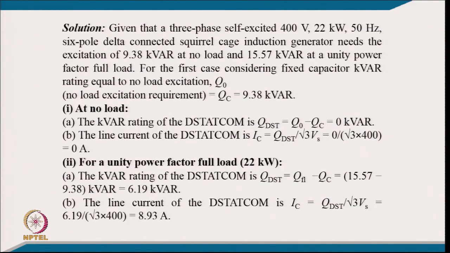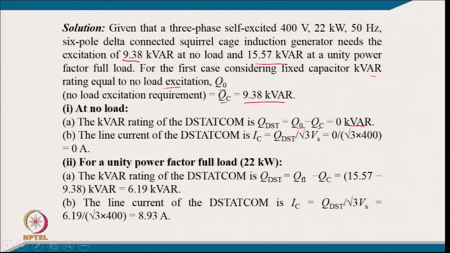Coming to the solution: given a 3-phase self-excited 400 volt, 22 kilowatt, 50 Hz, 6 pole, delta-connected squirrel cage induction generator that needs excitation of 9.38 kVAr at no load and 15.57 kVAr at unity power factor full load. For the first case, considering a fixed capacitor bank equal to the no load excitation, Q is 9.78 kVAr, which is given by the capacitor. At no load the kVAr rating of the D-STATCOM will be Q equal to Qc, that is 0 kVAr.